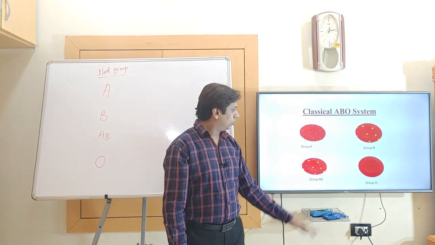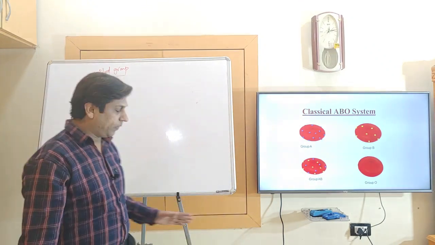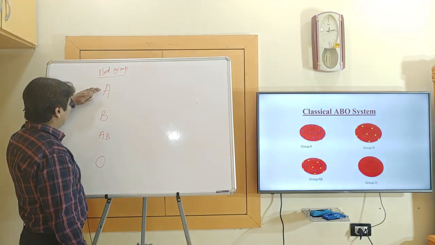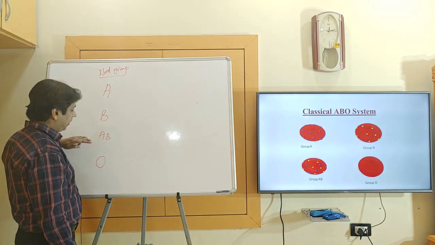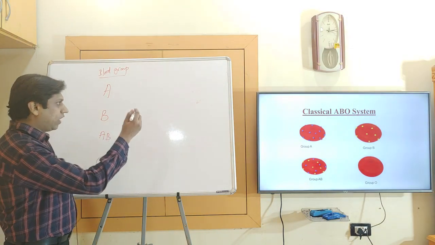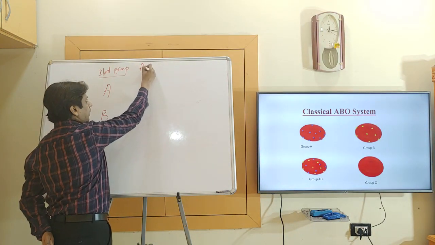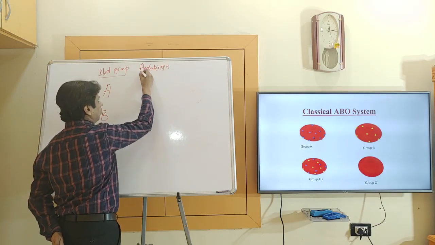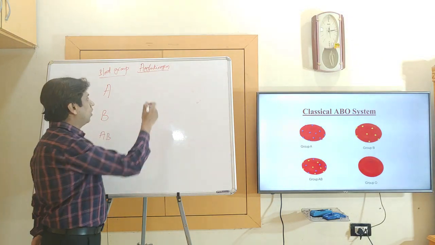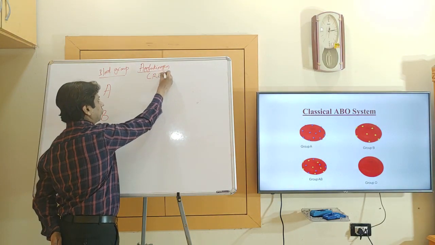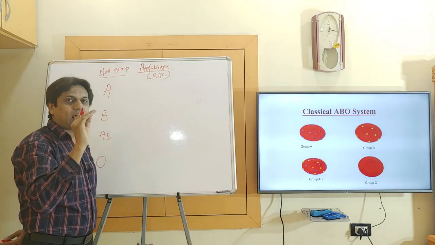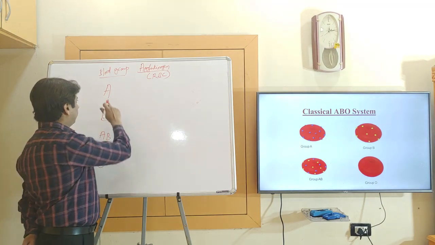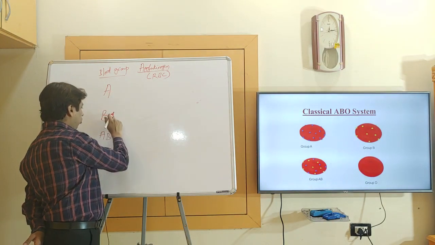Now coming to the blood grouping system, as I already depicted, the ABO blood group system consists of 4 blood groups: A, B, AB and O. We have already discussed that it is on the basis of the presence or absence of agglutinogens. Where are these agglutinogens present? On the surface of an RBC. So based on the presence or absence of agglutinogens on the surface of RBCs, the blood grouping system is divided into 4 blood groups.